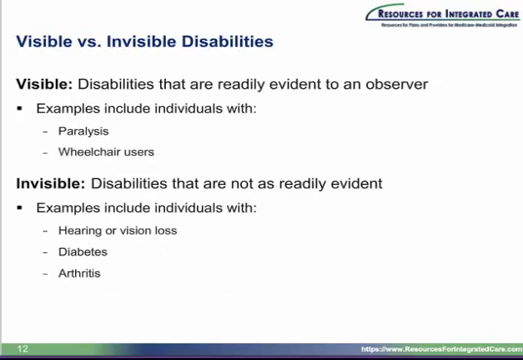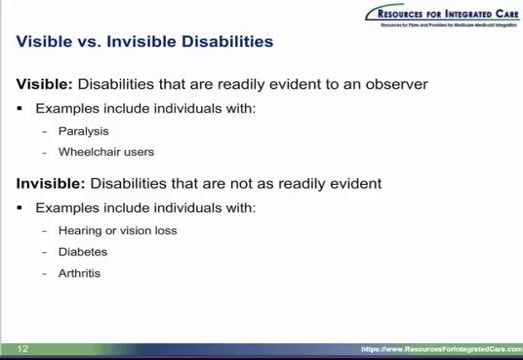Lastly, it is important to understand the distinction between visible and invisible disabilities. Visible disabilities are those that are readily evident to others, such as spasticity or the need to use a wheelchair. Invisible disabilities are those that are not as readily evident to others. They include hearing loss, diabetes, arthritis, and many mental illnesses.